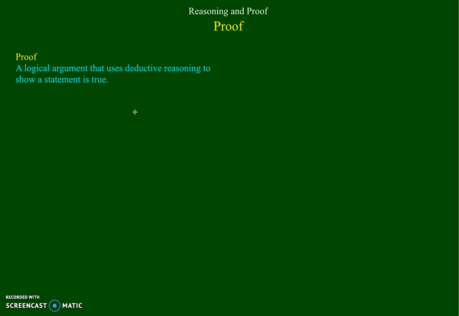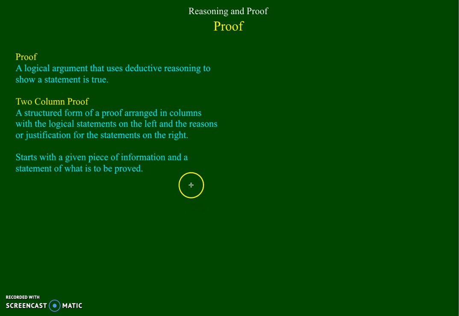Now, the way we do this, there's several different forms of proof that we're going to look at. The two most prominent ones are two-column proof and paragraph proof. Now, a two-column proof is the more formal of the two methods, and many people find it a much more straightforward way to organize proofs. So we're going to start with a two-column proof. So let's look at the definition of a two-column proof. It's simply a structured form of a proof arranged in columns with logical statements on the left and reasons or justifications for those statements given on the right.